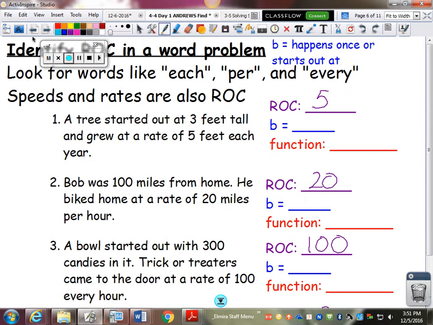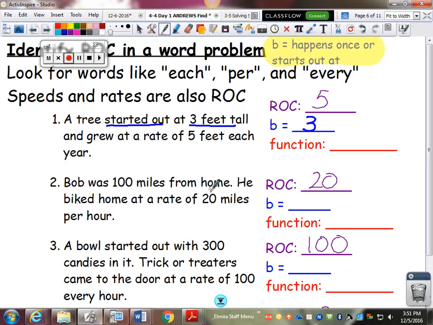All right, a word problem. In a word problem, the b is something in the words that happens one time, or it's telling you that you started out at that value. So it says a tree started out at 3 feet tall. Started out 3 feet tall. So my b is 3.